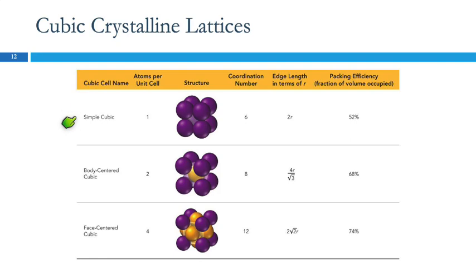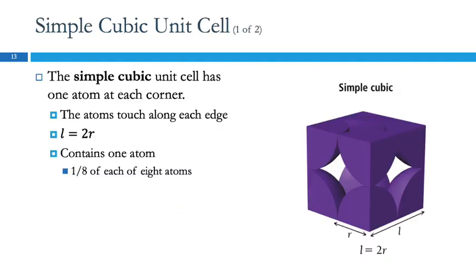So this is what's called a simple cubic unit cell, where the corners of this cube are just in the center of atoms, and there's nothing else going on. This is a body-centered cubic, and this is face-centered cubic. And so here's all their numbers, etc., and we're going to talk about these one at a time.